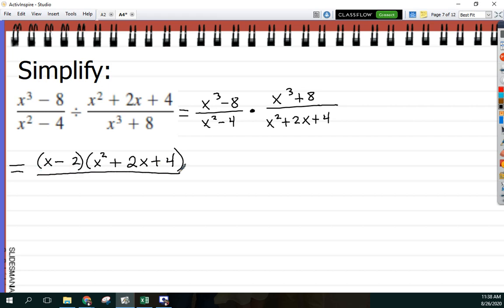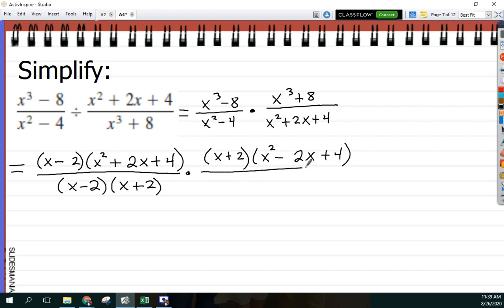Divided by, notice that I have x squared minus 4, which is going to be a difference of squares. So I have x minus 2 times x plus 2. Then in our second fraction, in our numerator, this time we have a sum of cubes. However, I still have an 8, so my b value is still going to be 2. My a value is still going to be x. The only difference is now when I do the same sign, it's going to be addition. Opposite sign is subtraction, and then always positive.